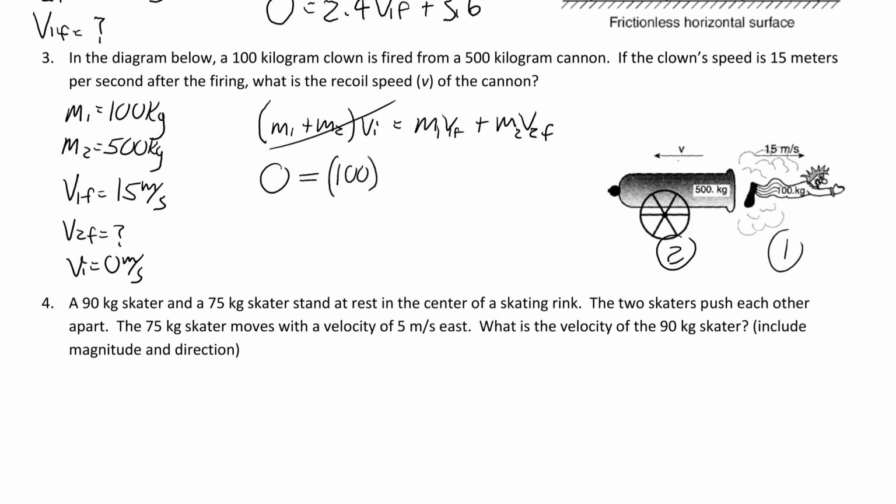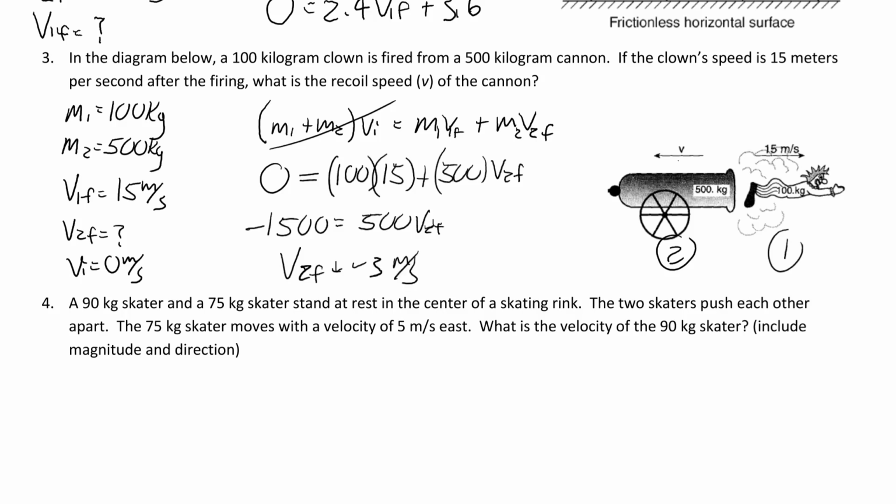So this is 100 kilograms times 15 meters per second plus 500 times V2F. So this is 1500, and then you subtract that. So negative 1500 is equal to 500 V2F. So the final velocity of the cannon is going to be negative 3 meters per second.